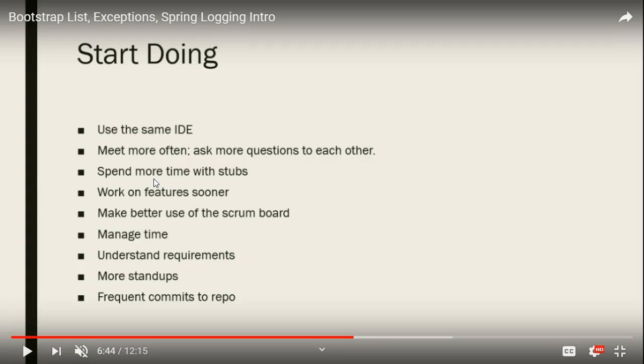Spend more time with stubs. Okay, so mock things out so that one person downstream is not waiting for you to finish a full implementation, but instead they have a stub to work with. Work on features sooner, make better use of the Scrum board, manage time, understand requirements, more stand-ups again, and then frequent commits to the repository. So here again, feedback from a previous semester, but all things I think that many groups have felt and many groups have decided to share as a part of a retrospective.